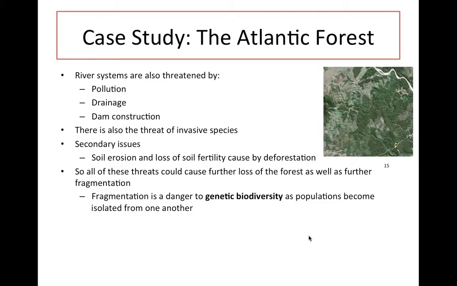And fragmentation is also a danger to genetic biodiversity as populations become isolated from one another. So this picture here shows it well. This is the fragmentation of the Atlantic forest. So all of the species that are fragmented and separated by human developments can no longer interbreed, which can obviously, as we've already discussed, decrease their fitness as a population.